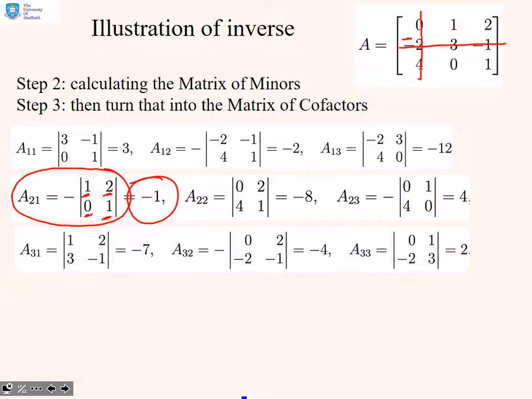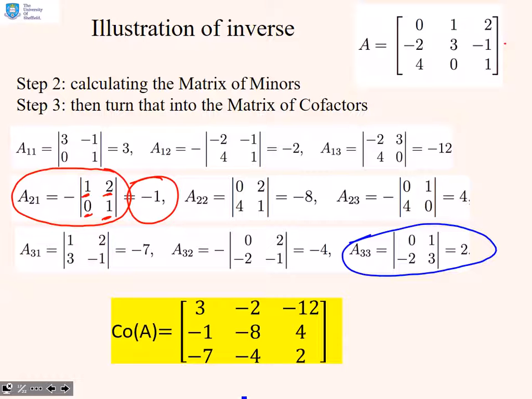Alternatively, I could look at, for example, this third cofactor down here. So I cross off the third row and the third column, and what have I got left? 0, 1, minus 2, 3. So I find the determinant of that, and the corresponding sign for that one is a positive. So this is a very tedious step. I'm not going to pretend it's not. You've got 9 cofactors to find here.